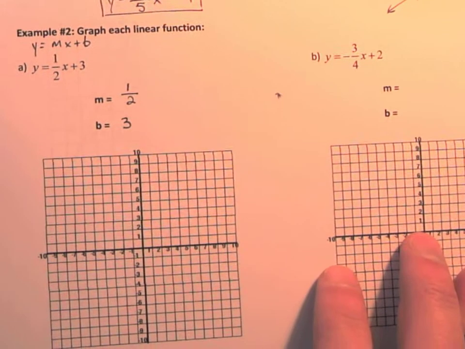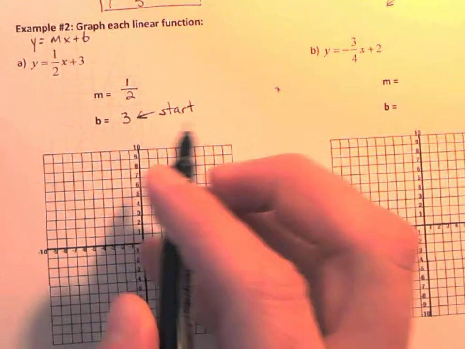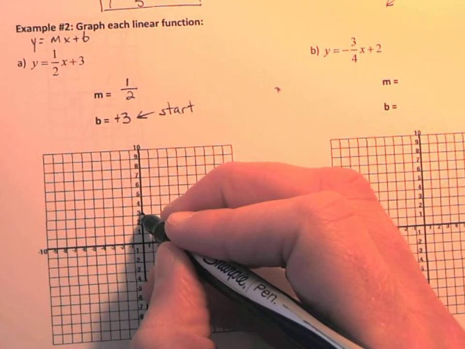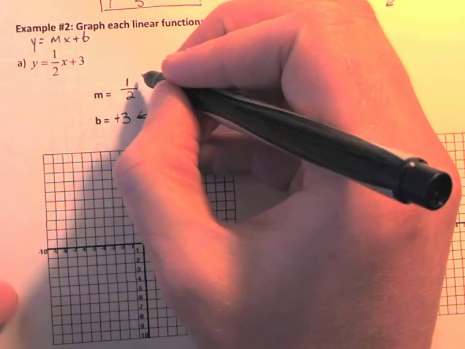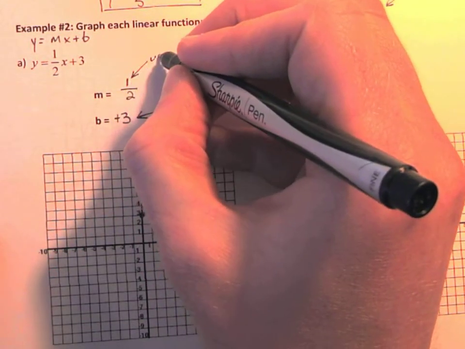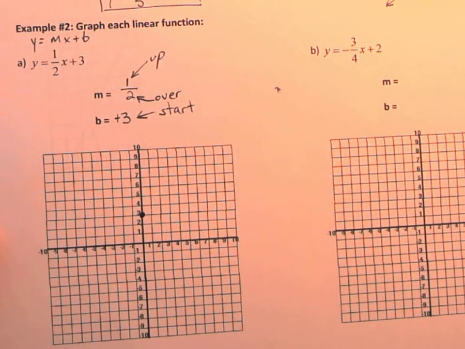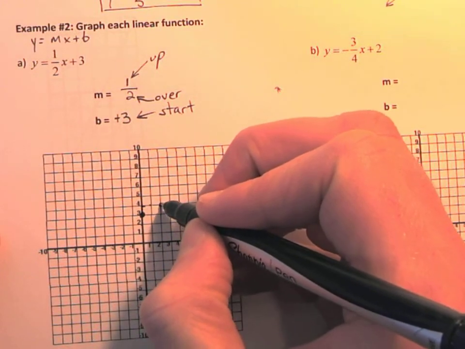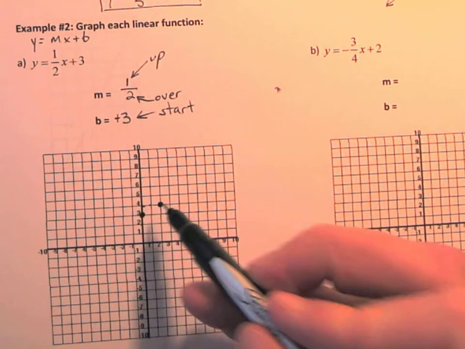Alright, so now we need to graph it. Okay, so again, you start at the b value, and since it's a plus 3, we're going to start up 1, 2, 3. I'm going to put a little circle there just to show where we're starting from. And then we go up by 1, over by 2, and we'll put another dot. Okay, so up by 1, over by 1, 2. And I always go to the right. And I put another dot. Okay, so that means for this line, every time we go up once, we have to go over 2.